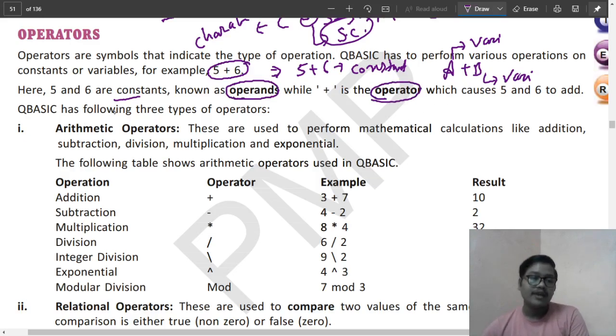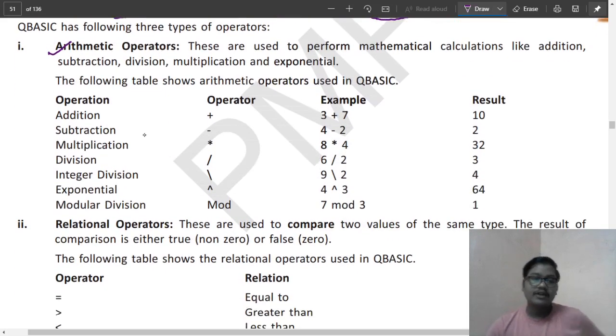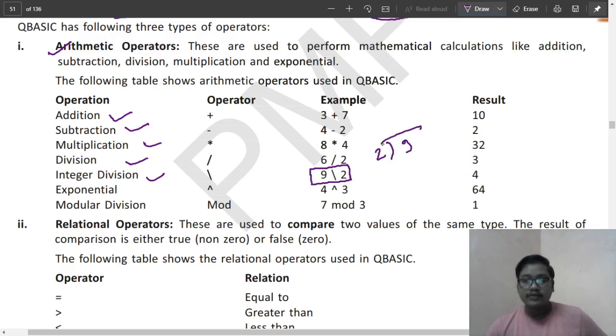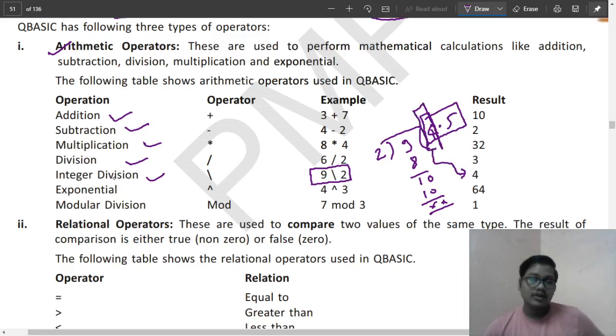Okay, now we have arithmetic operators. In arithmetic operators we have these operators, and you know very well about them. First is addition, then subtraction, multiplication, division. Integer division means only the integer part will be considered. If I write 9 divided by 2, then 2 fours are 8, remainder 1, 2 fives are 10. So I have 4.5 as the division value, but we will consider only the integer part, which is 4. So we will note down 4 here. Integer division means only the integer part will be considered.